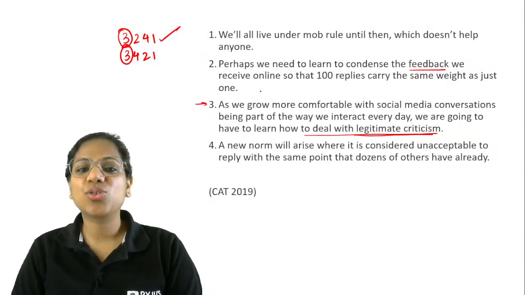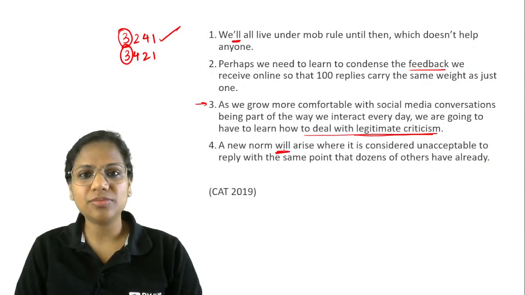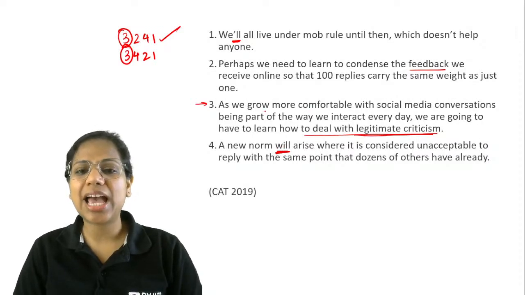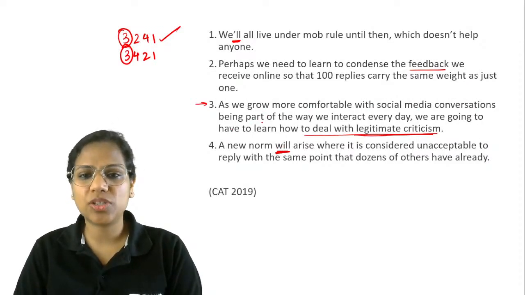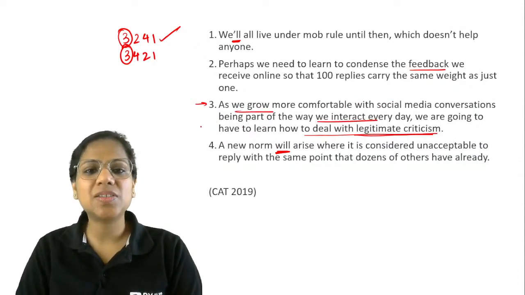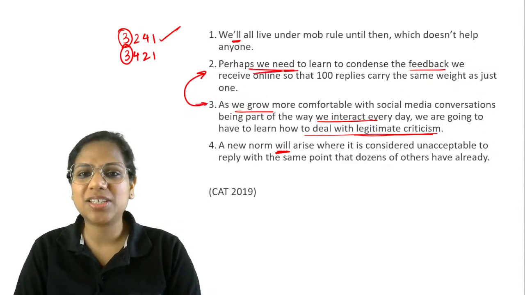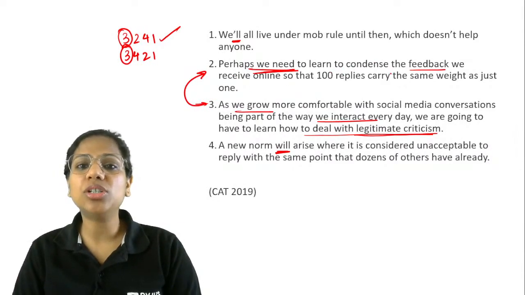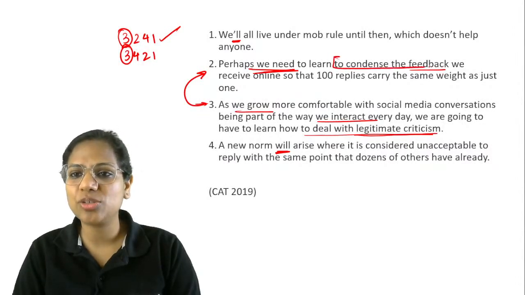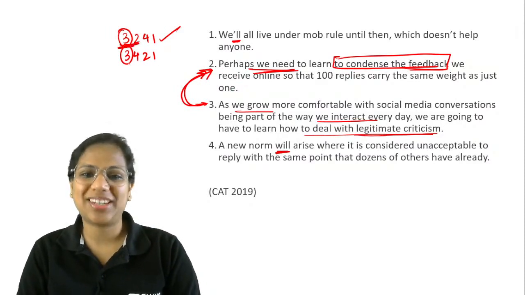Okay, this one. So why? If you notice this, see, grammar based clues help you. Both of these are in the future tense. So it says, as we grow more comfortable with social media conversations, being part of the way we interact, present simple tense, we interact every day, we are going to have to learn how to deal with legitimate criticism. Okay, again, present simple tense. Perhaps we need to learn to condense the feedback. So how to deal with legitimate criticism? Condense the feedback. That is how. That is a way. So 3, 2 is a pair.